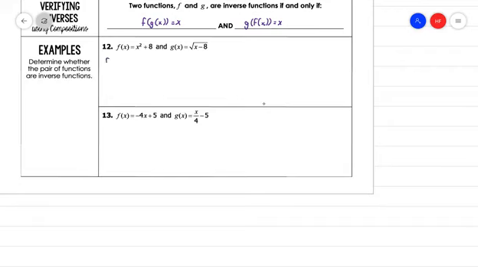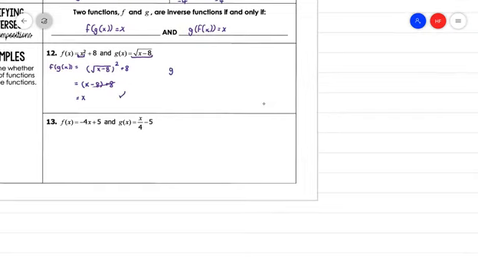So we will take the composition of f of g of x. We're replacing x with all of this. So we have the square root of x minus 8 all squared plus 8. And the square root of something squared gets rid of the radical. So we have x minus 8 plus 8, and that is x, since the negative 8 and the positive 8 will cancel. So we have that one. But we do have to check both.